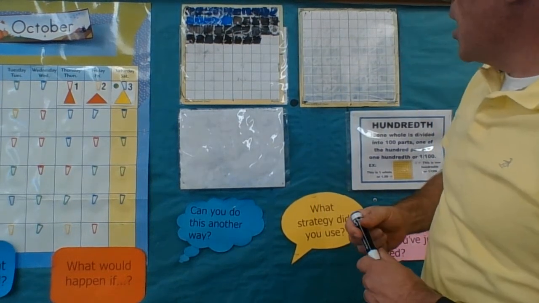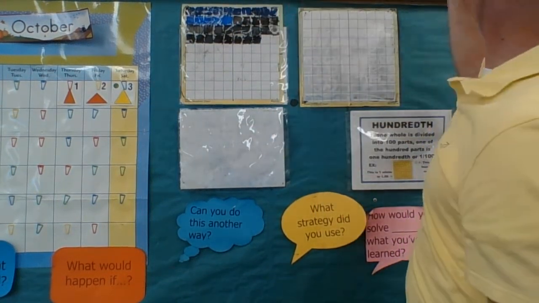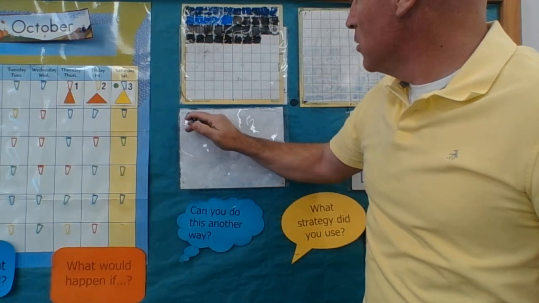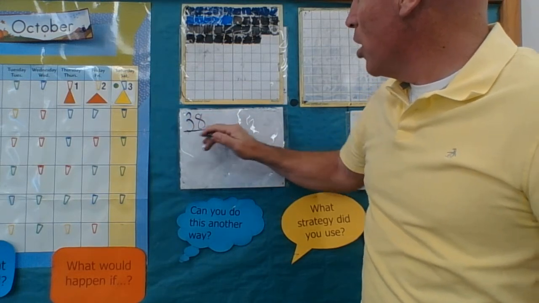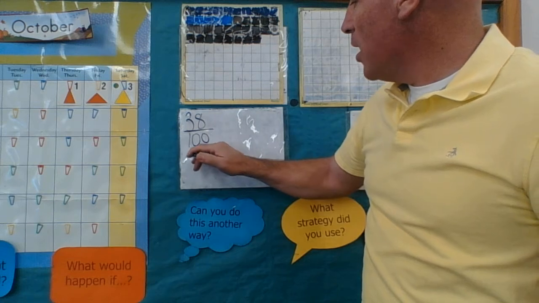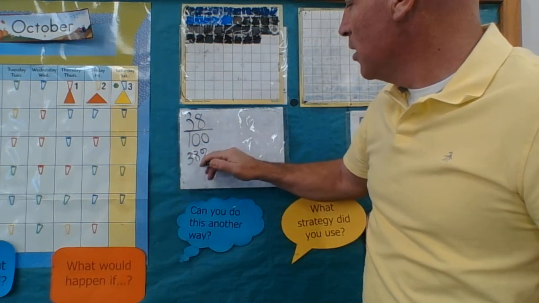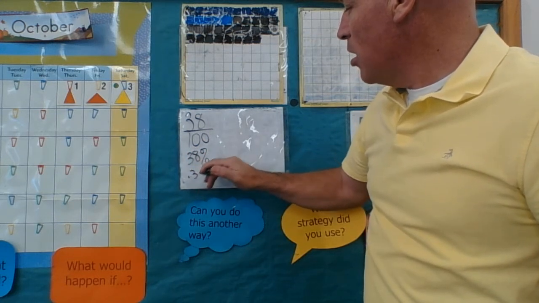And now for our application. We know we have 38 out of 100, and we can write it as 38% and 38 hundredths.